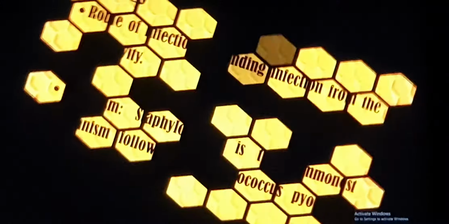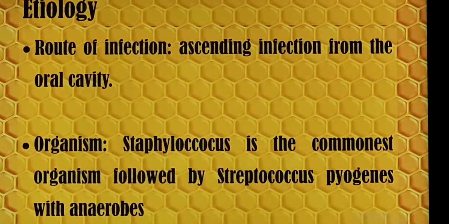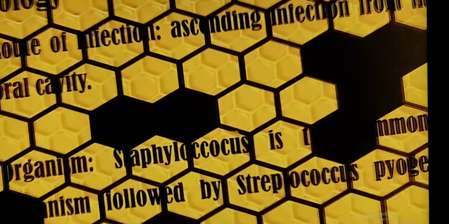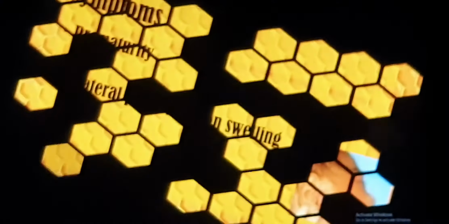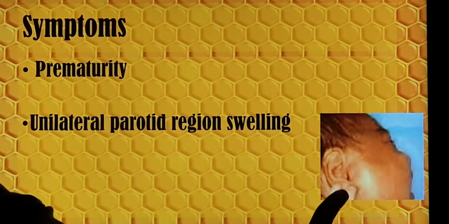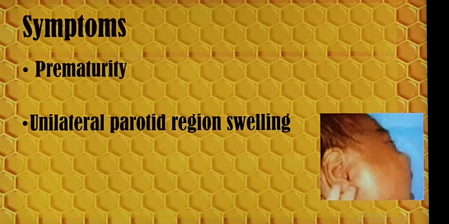So if you ask me what are the common organisms which can be involved, the answer is going to be Staphylococcus or Streptococcus. Now coming to the complaints. We will find a swelling just in front of the ear and below the ear, and the skin over the swelling will be red in color. The child will be irritable and continuously crying.